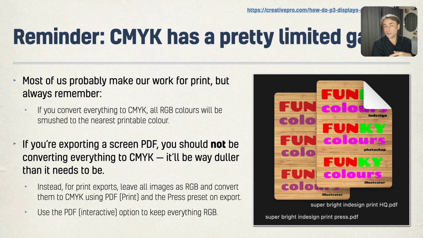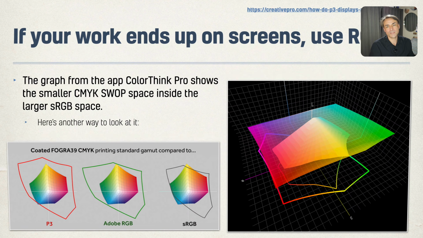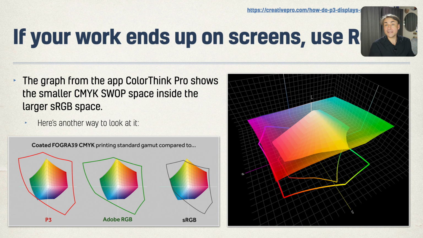When you go to the press preset or something based on that, you'll see that it converts all your images to CMYK and leaves the swatches exactly as they are. If you use the PDF interactive option, it'll keep everything as RGB. Now, we'll see why with Wide Gamut this isn't the full story, unfortunately, but that's the standard recommendation. If you don't care about Wide Gamut, just use PDF interactive for screen, PDF print using the press preset when you want a CMYK file. Okay, so if your work is going to end up on screens, you should be using RGB.